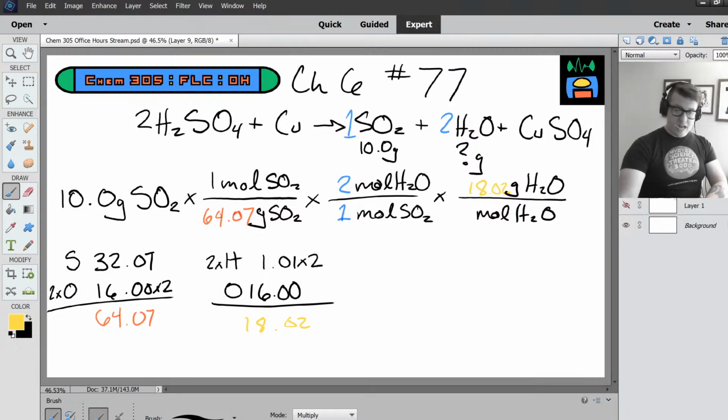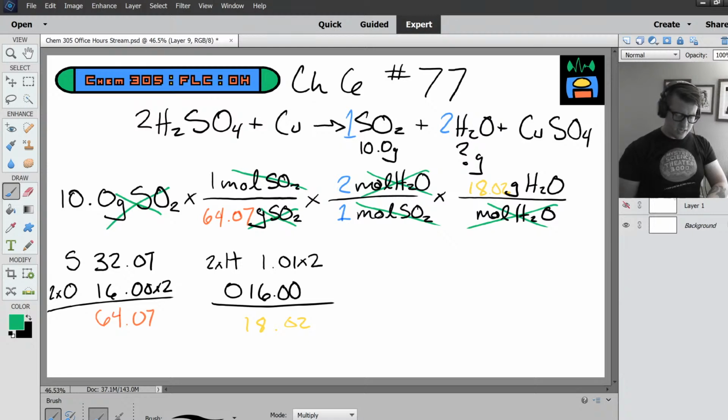All right, so now we can cancel our units. Grams of sulfur dioxide cancels grams of sulfur dioxide. Moles of SO2 cancel moles of SO2, and moles of H2O cancel moles of H2O. Okay, so here we got 10 divided by 64.07 times 2 times 18.02. Sorry, I messed up on my calculator. I have to enter these things again.